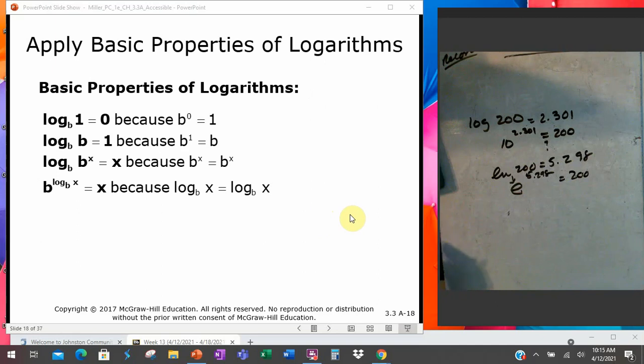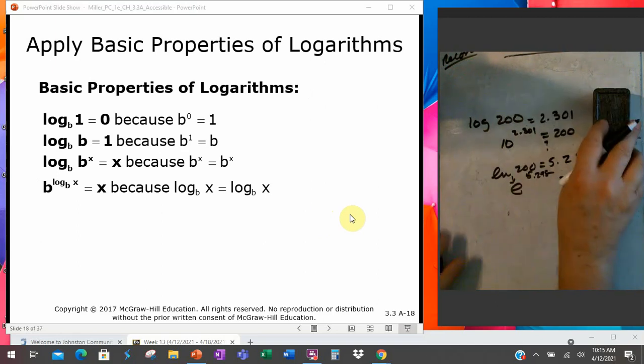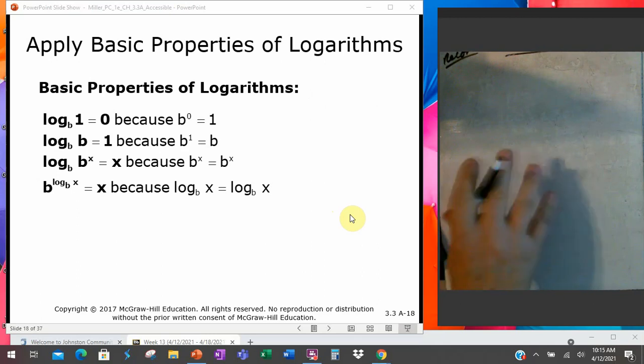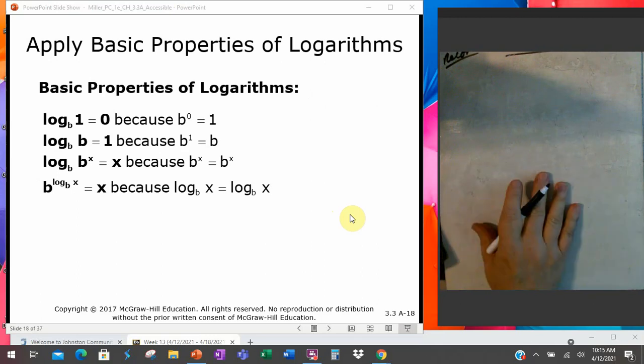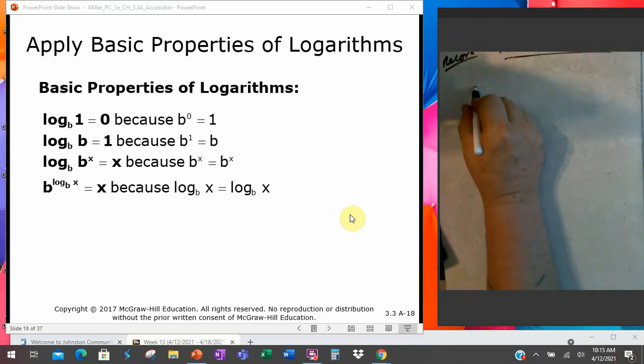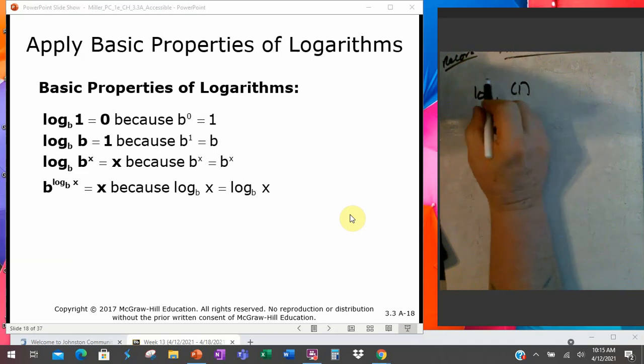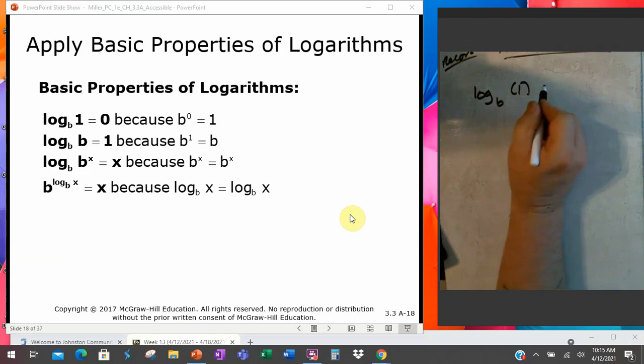So here are some basic properties as we go through. I want to do basic properties and then we'll start working these things. We'll come back to some of the basic calculations. Any base, here are some basic properties of logs.